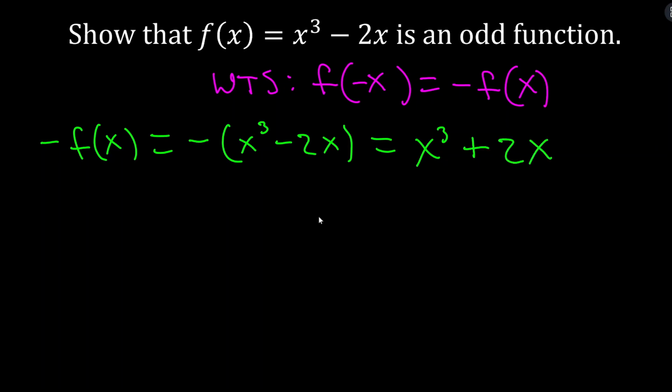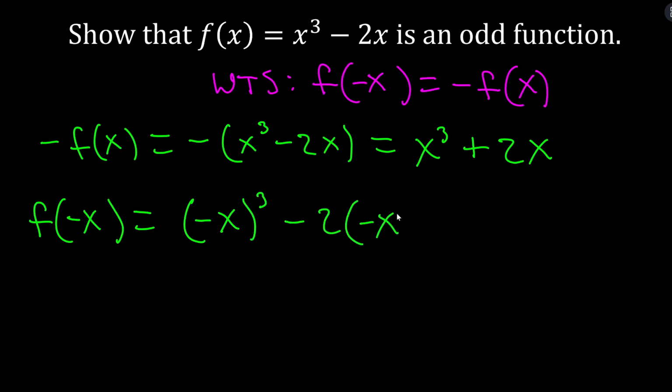Awesome. So is this the same thing as f of negative x? That's what we want to show. So what happens when I plug negative x into this function? I get negative x cubed minus 2 times negative x. All right, and here's where we're going to think about what does it mean to raise negative x to the third power. Negative x times negative x times negative x. Two of those negatives cancel, right? But I'm still left with 1. And in general, an odd number of negatives is still going to be negative. So actually, negative x to the third power is negative x to the third power.